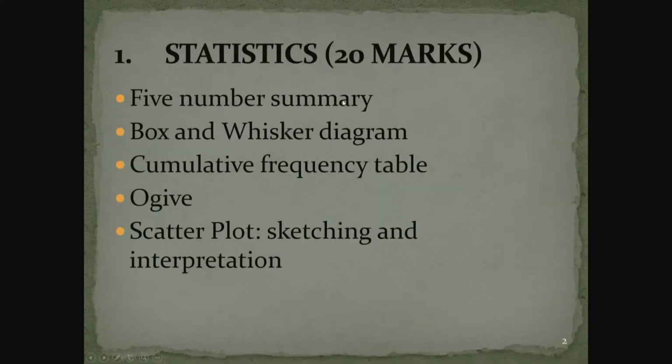Right, this is what we are having. You know that in Paper 2 we have 4 topics: statistics, analytical geometry, trigonometry, and Euclidean geometry. Those are the 4 topics that we have in Paper 2.